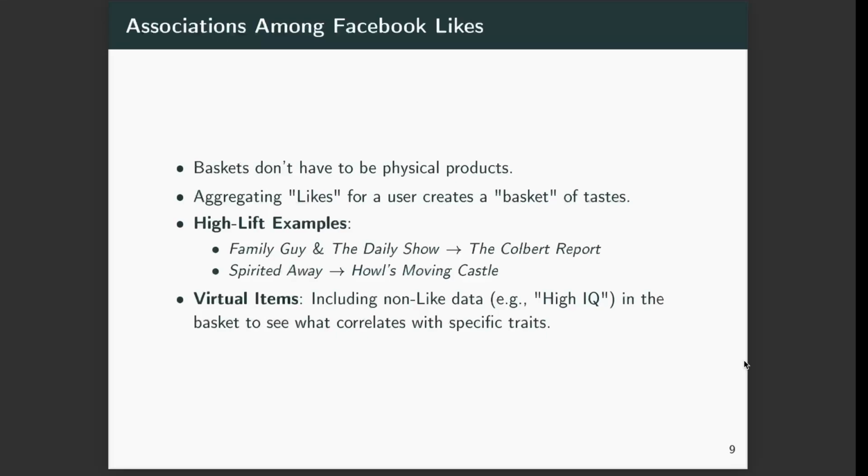Now here is a particularly powerful and somewhat provocative extension mentioned on the slide. You can include non-like data in the basket. For example, you might include an indicator like high IQ derived from survey data, and then look for what Facebook likes correlate with it. This kind of analysis has been used in academic research to discover surprising associations between digital behavior and demographic traits. It raises important ethical questions that we should always keep in mind. Just because we can compute an association does not mean it is appropriate to act on it. But as a demonstration of the technique's power, it is remarkable.